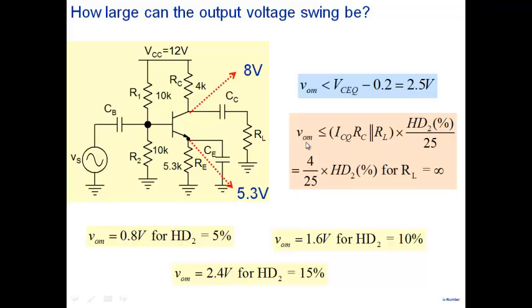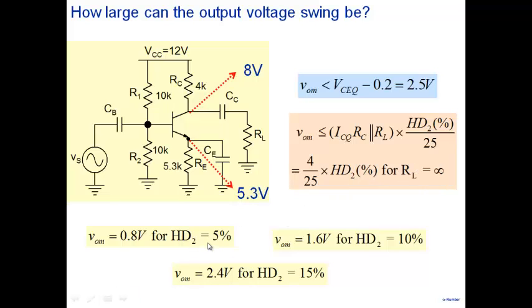The other constraint on VOM comes from harmonic distortion. So ICQ RC parallel RL here, HD2 by 25 here. And if we assume RL infinity, open circuit condition here, so this translates, plugging in the values of ICQ and RC here, to 4 by 25 into HD2% here. So swing, this tells us that the swing depends on how much harmonic distortion we are willing to tolerate. And so we get different values for different values of HD2 here.